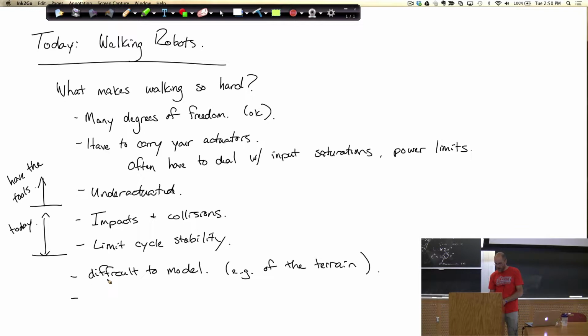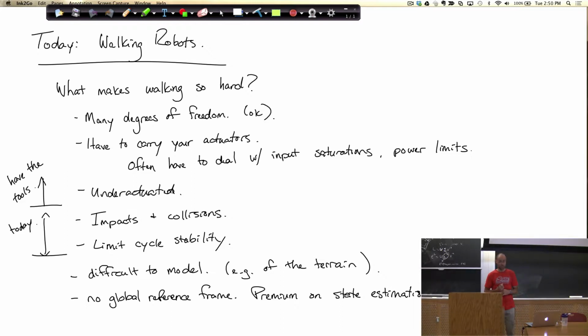And going along with that, not having the model, there's no global reference frame for a walking robot. So there's a premium on state estimation. And I'd say as a community, we're still getting our head around the state estimation problem for walking. But there's been good local work on that. Okay, so we're not going to get to those today, but we'll talk about them a bit towards later in the class.